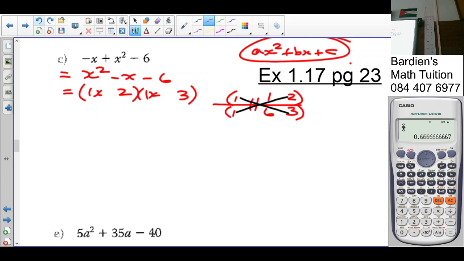What about our signs? One plus, the other minus. The bigger product must be minus. That's 2x and that's 3x. It's going to be minus. Okay.